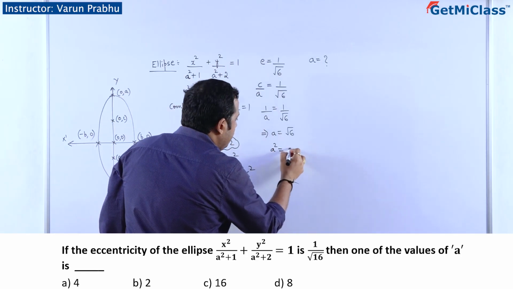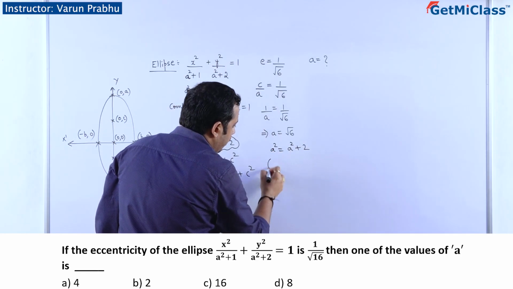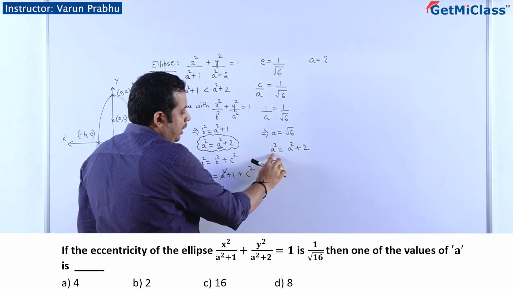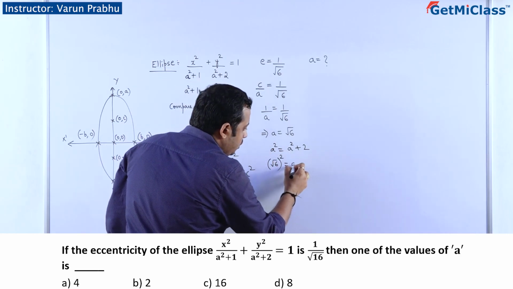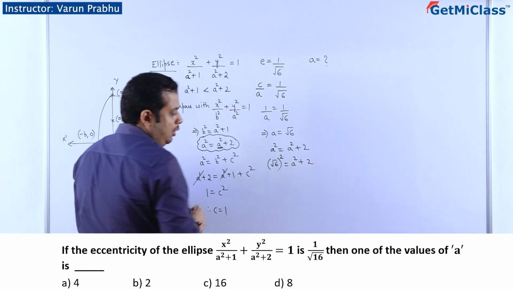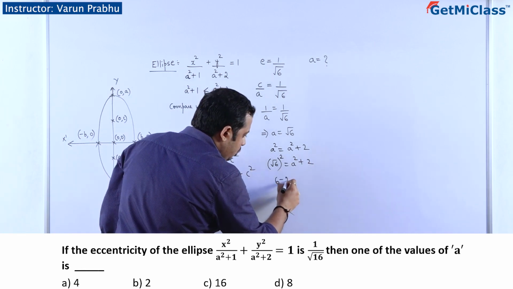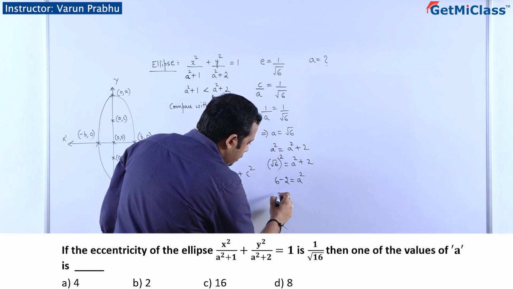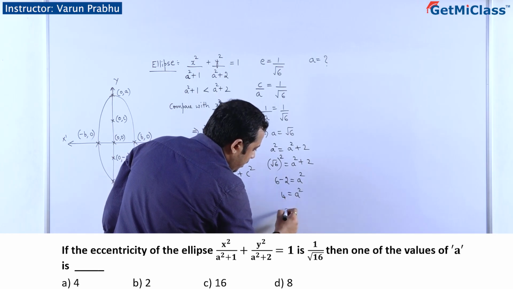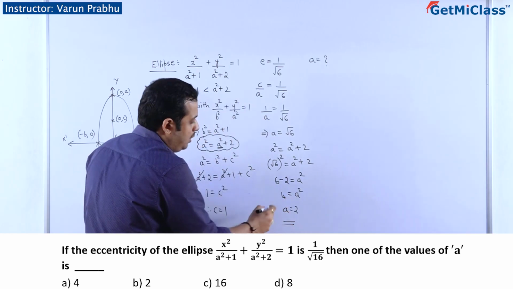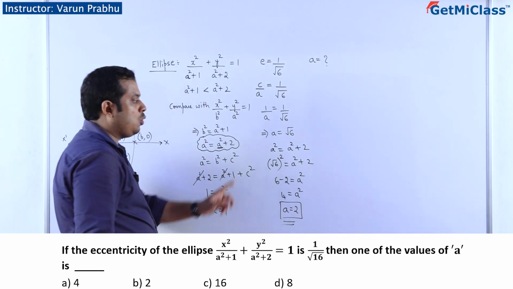So a square is equal to a square plus 2. Are you following? This a is what we have got here. This a. Root 6 the whole square is equal to a square plus 2. Are you following? So 6 minus 2 is equal to a square. So 4 is equal to a square. So the value of a will be equal to what is it? 2. The answer to the question is not root 6.